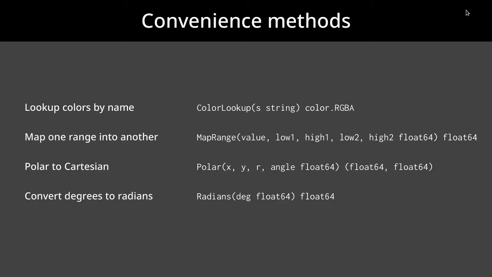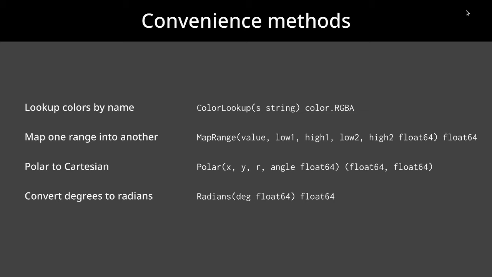You do have some convenience methods, and I've been doing this kind of programming for a while, and certain methods show up all the time. So the ability to look up color by name is very useful. Instead of saying RGBA 128, 0, 0, 255, you just say maroon. So you can specify it either way.